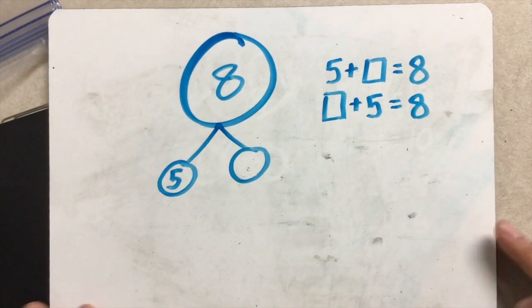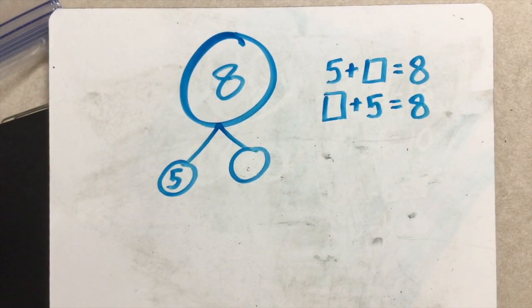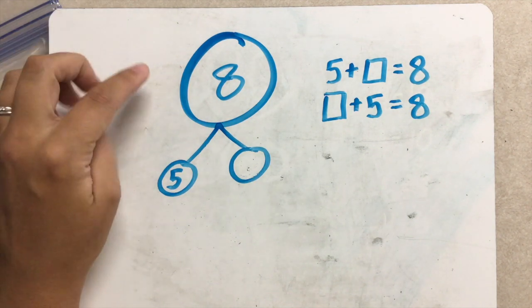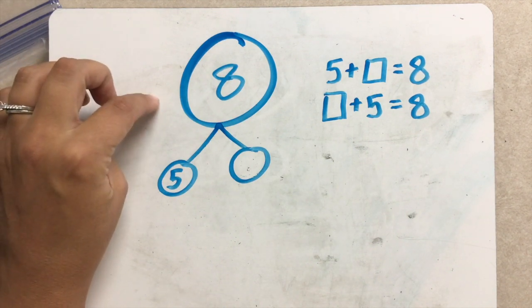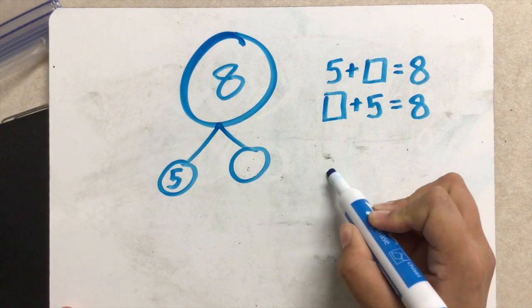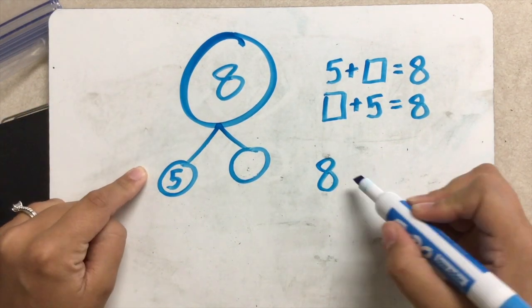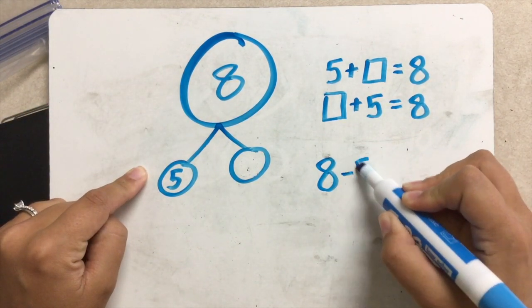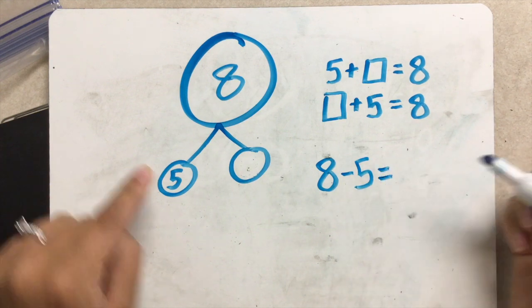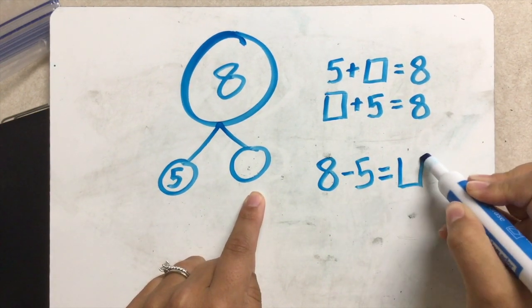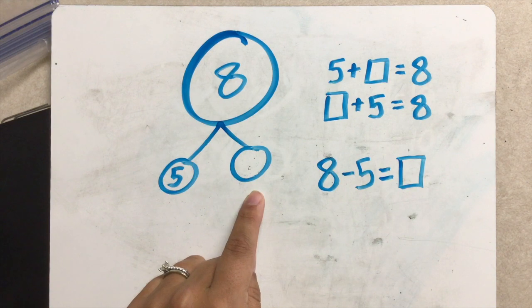But maybe I really like subtraction better. Maybe you really like subtraction better and you'd rather solve it as a minus. You can do that. Remember, when we do a minus, we have to start with the biggest number. So this time I'm going to start with 8. I'm going to take away one of my parts, and then my answer will be whatever is left over.